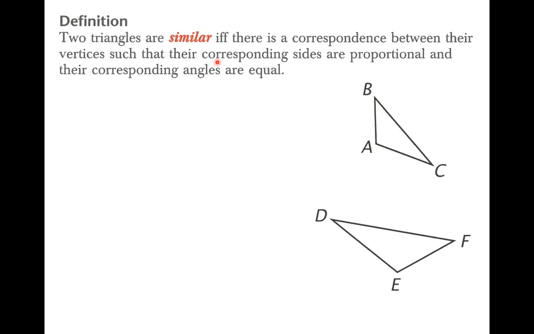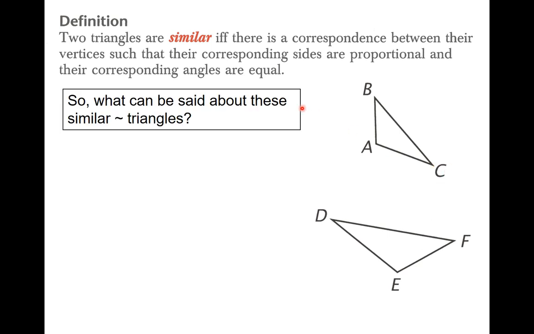Again, a correspondence between their vertices. This is not a great picture for that. But you'd be able to take this triangle and line it up on top of this so that the shortest sides are over here, the next longest sides are here, and the longest side is there. Looks like this one you'd have to flip to get BA over here on FE.